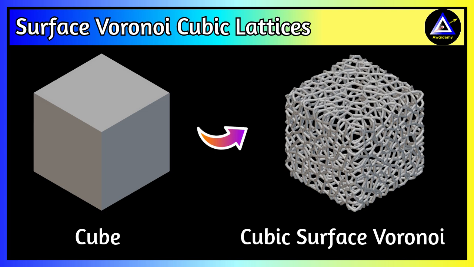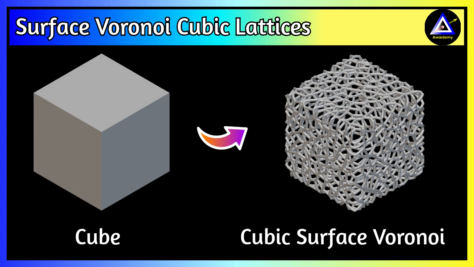Here we will select one particular body. It can be any shape. In today's lesson, we will create the surface Voronoi lattice on a particular cubic body. Later on we will discuss other bodies as well. Within this body, we aim to create the surface Voronoi on the surfaces of the cube.